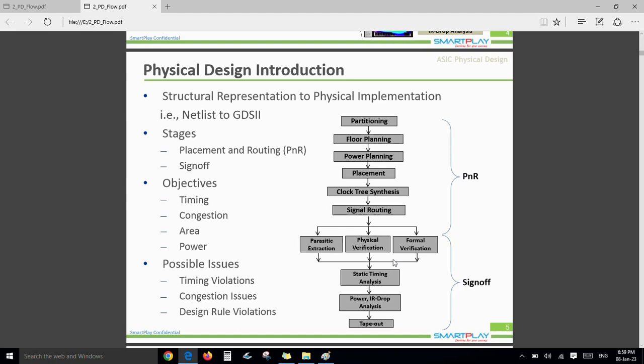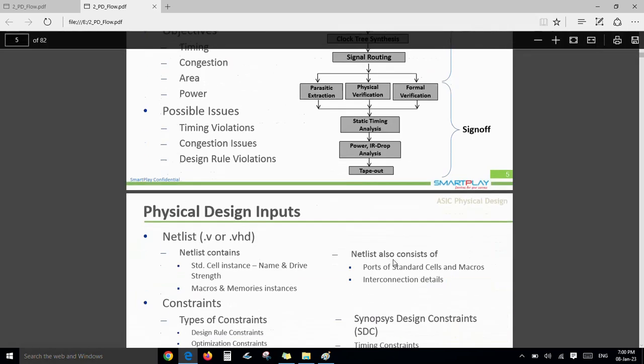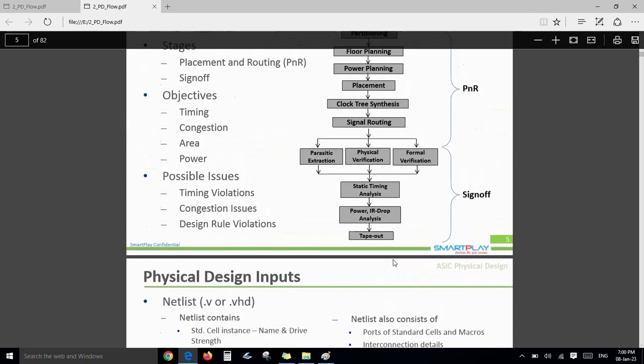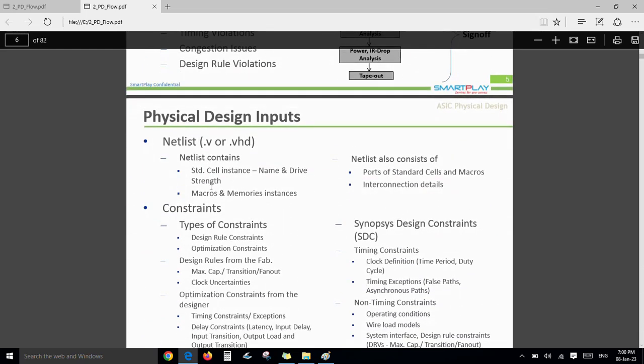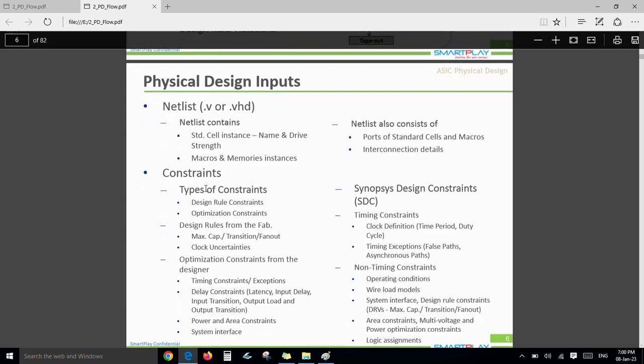Coming to parasitic extraction, it is nothing but, whenever we get the complete chip after route, we need to verify whether this chip is going to tape out or not. We give RLC format. I can show it in the next slides. And so, coming to the PNR inputs, the physical design inputs: the .v file.